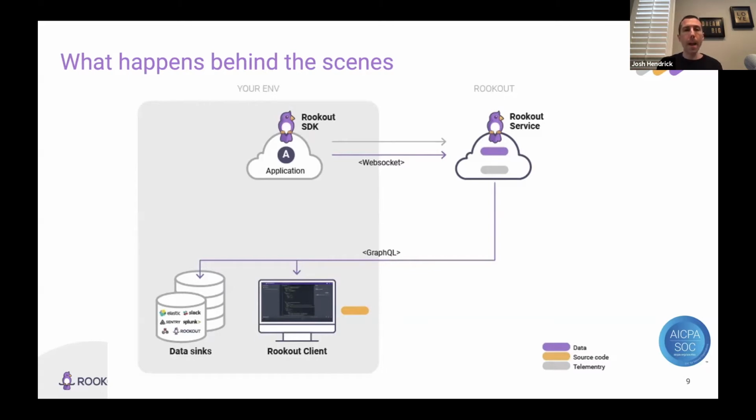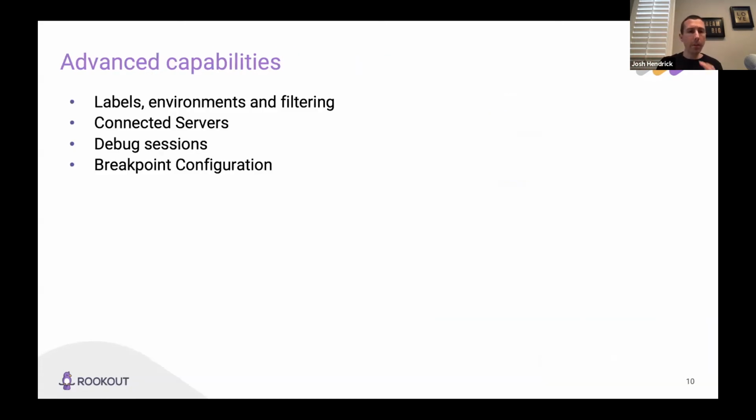There's also an on-prem architecture, which Oded is gonna dive into a little bit more in detail, for organizations that have sensitive data and wanna keep their data on-prem. Some of the advanced capabilities that we'll jump into next are diving a little bit deeper into labels, environments, and filters. We'll look at how you can validate that your servers or services are connected to Rookout. We'll talk a little bit more about the debug sessions and how those work. And then finally, we'll spend a lot more time diving into breakpoint configuration and showing how you can further refine how and when Rookout collects data and what it does with that data.